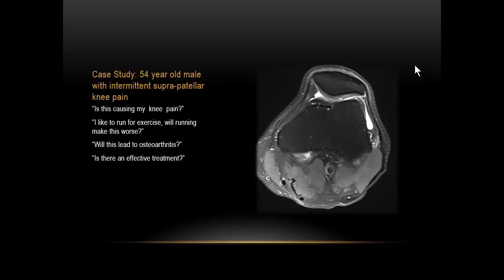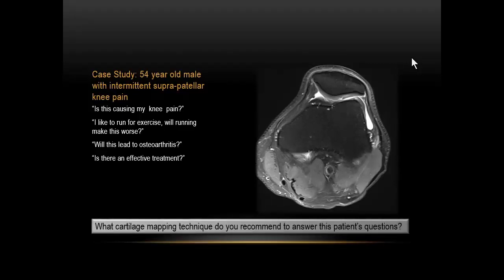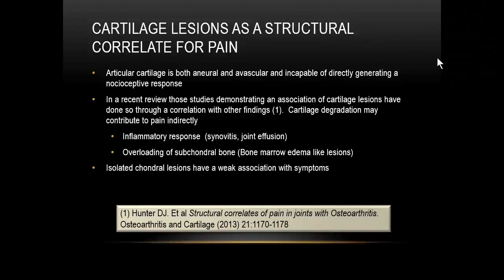Well, this particular type of cartilage lesion, really the only therapy is to go in and cut off the unstable fragment, a chondroplasty. And the question I would have is, what cartilage mapping technique do you recommend to answer these patients' questions? There really aren't any. We don't have a technique that's going to allow us to put that cartilage lesion into clinical context. And as diagnostic radiologists, that's really our role.